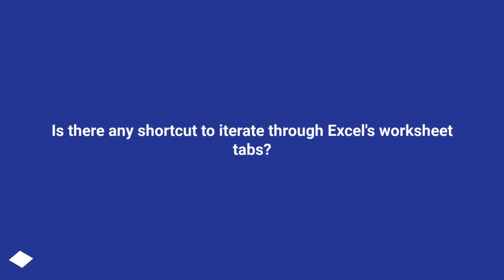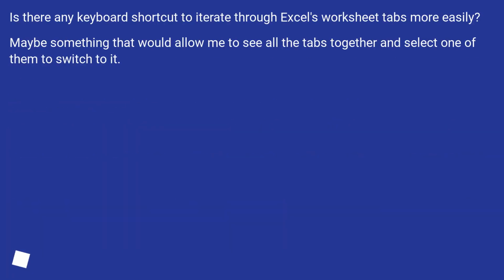Is there any shortcut to iterate through Excel's worksheet tabs? Is there any keyboard shortcut to iterate through Excel's worksheet tabs more easily? Maybe something that would allow me to see all the tabs together and select one of them to switch to it.